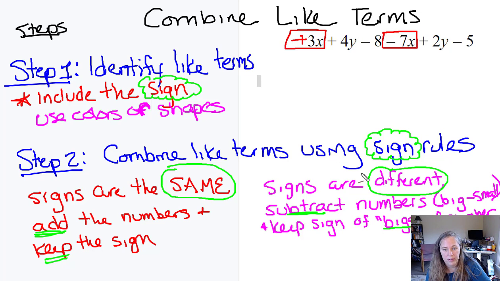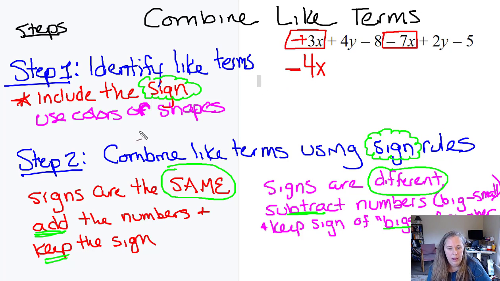So these signs are different. We have a positive 3 and a negative 7. So I'm going to subtract those numbers, and I'm going to do big minus small. So I'm going to do 7 minus 3, and I'm going to get 4. So there's 4 x's, and I'm going to keep the sign of the bigger number, or the absolute value of the bigger number, or the number that has the bigger absolute value. And so that's a 7. Since it's a -7 and a +3, this is going to be -4x. This is like if you have $3 and owe $7. When it all comes out in the wash, you're still going to owe $4.